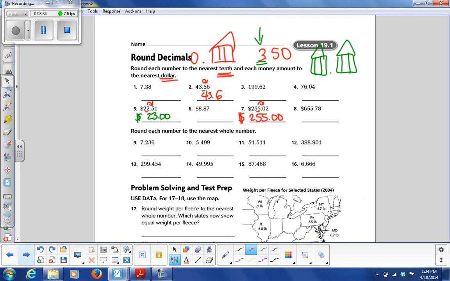All right, 9 through 16, we're just rounding to the nearest whole number. Again, my whole number is going to be here in my ones place. Sometimes even my tens place, but right now we're just sticking with the ones place. All right, so on number 10, I'm going to underline my whole number, which is my 5. Go next door to my 4. 4 is less than 5, so I'm going to leave that at 5. You can put zeros if you'd like there. Okay. 388.9, underline my 8, go next door. 9 is higher than 5, so I'm going to add 1, so it'll be 389. Okay, get the picture?